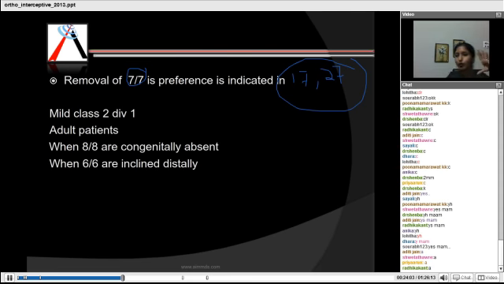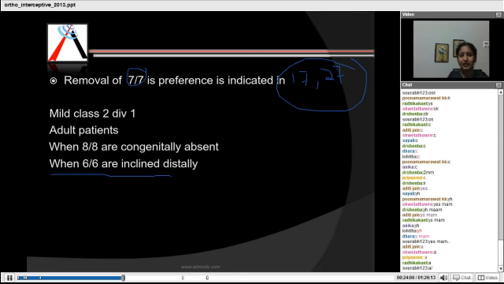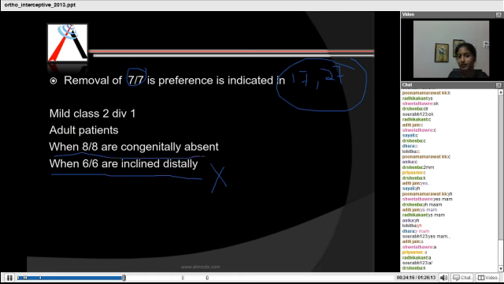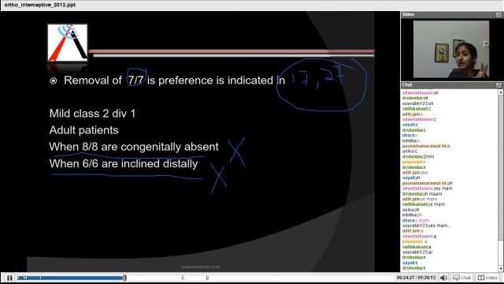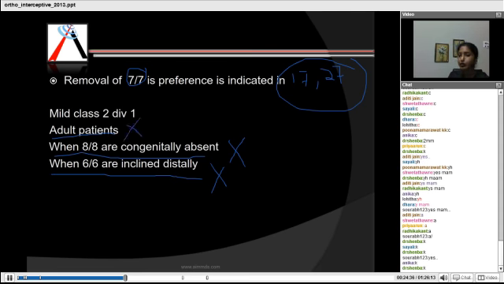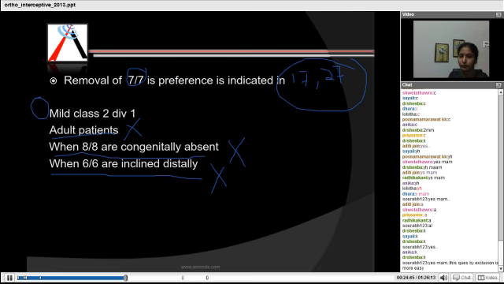Yes, see, even if you go by eliminating, when 6-6 are inclined distally, you won't remove 7-7, right? 6-6 will move more distally. So this is wrong. When 8-8 are congenitally absent, why are you extracting 7-7? No point. So this is also wrong. In a developmental stage only you will extract second molars so that the third molars erupt properly. So it cannot be done in adult patients. It will be in adolescent age. So this is also wrong. So if you go by elimination also you get this answer. Clear?